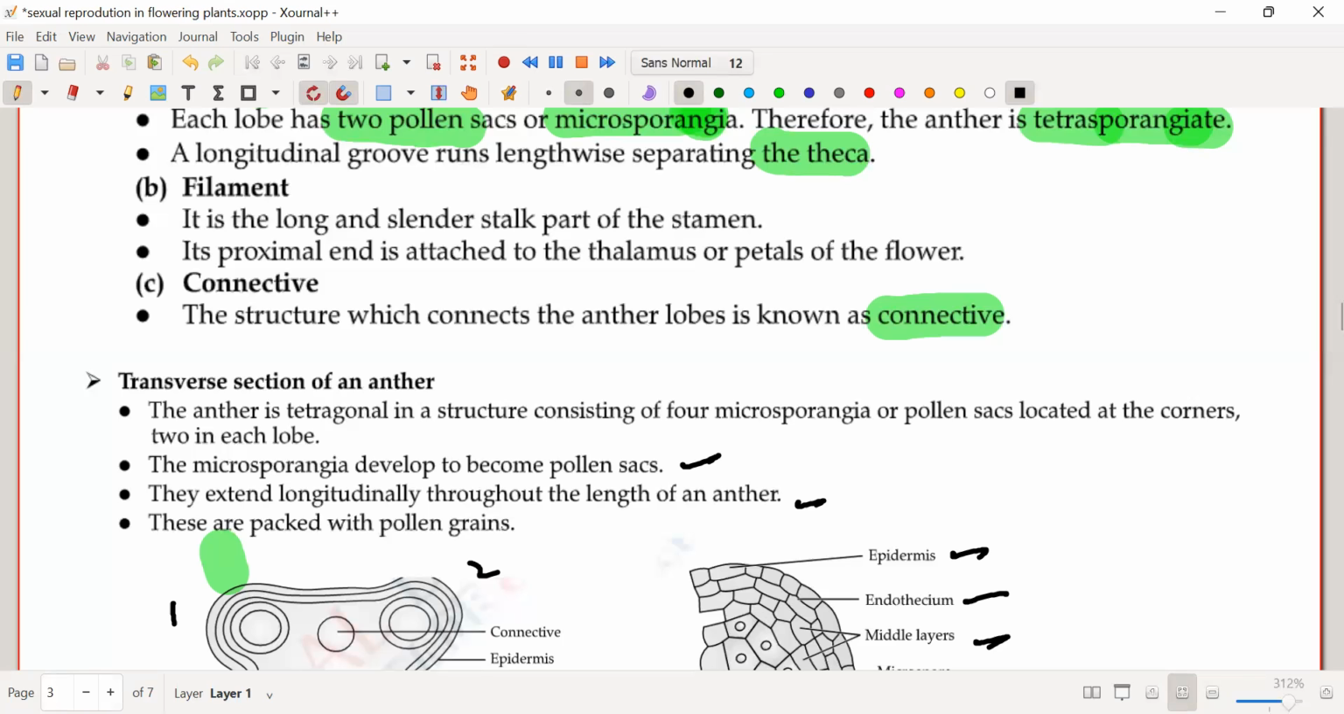We went through that it has epidermis, endothecium as the second layer, then two or three middle layers, then tapetum. The first two generally give protection and the tapetum nourishes the microsporangium. Then what is microsporogenesis?